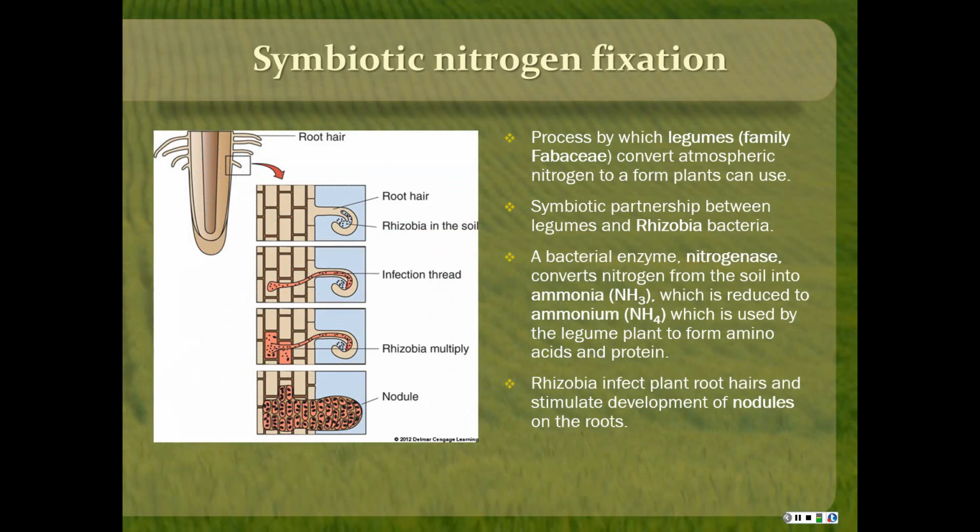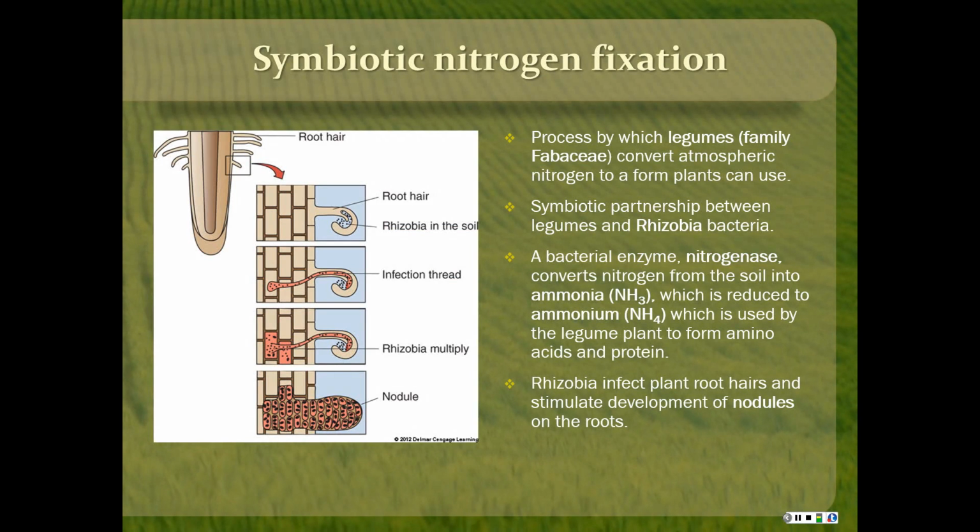And then some plants are capable of what's called symbiotic nitrogen fixation, and those are the legumes, which is the family Fabaceae. That includes things like alfalfa and also beans, peas, soybeans, things like that. They are able to convert atmospheric nitrogen to a form plants can use.